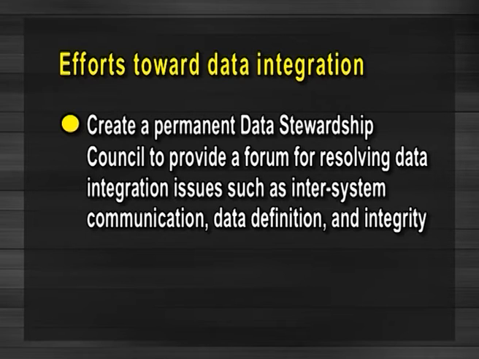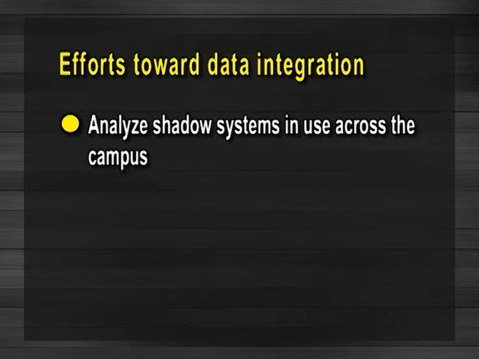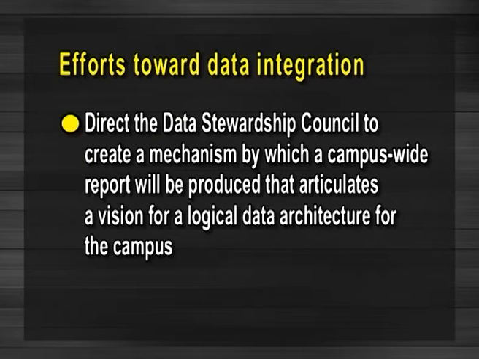First, create a permanent data stewardship council to provide a forum for resolving data integration issues such as inter-system communication, data definition, and integrity. Second, analyze shadow systems in use across the campus. Third, direct the Data Stewardship Council to create a mechanism by which a campus-wide report will be produced that articulates a vision for a logical data architecture for the campus.